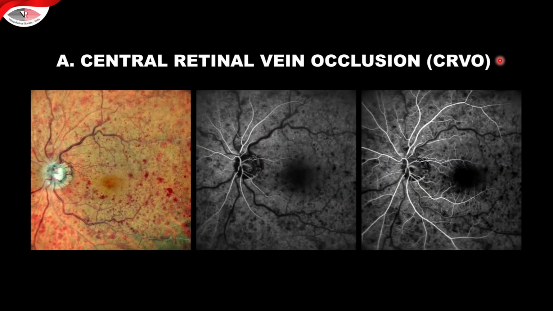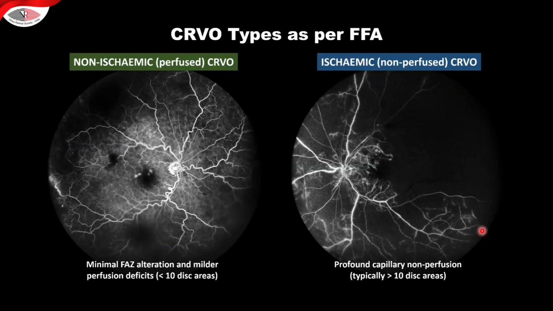So this is a classic picture of a vein occlusion that you see with hemorrhages spattered all around, disc edema, dilated tortuous veins, and then when you do the angiography, you may see delayed filling to some extent, and then some masking by the hemorrhages that you see in an early phase.